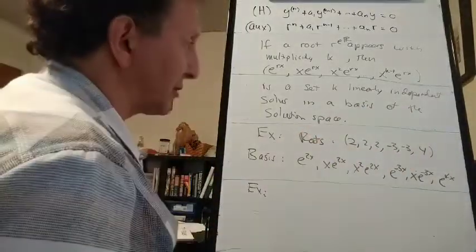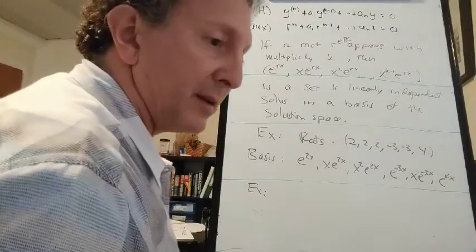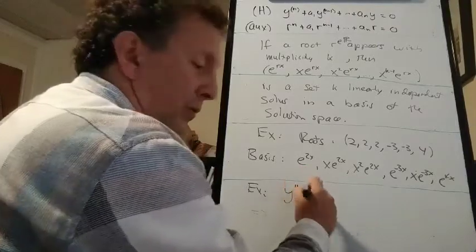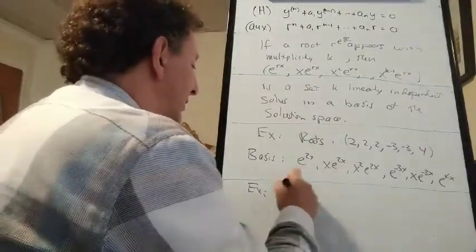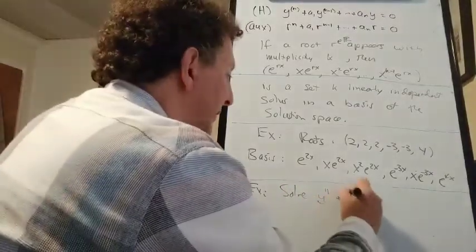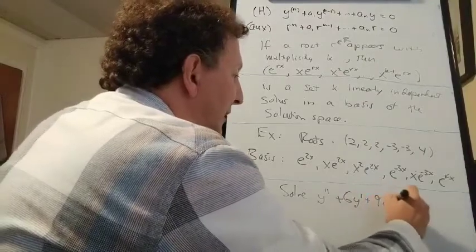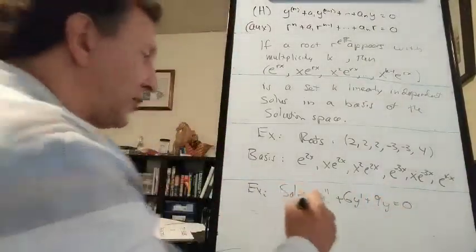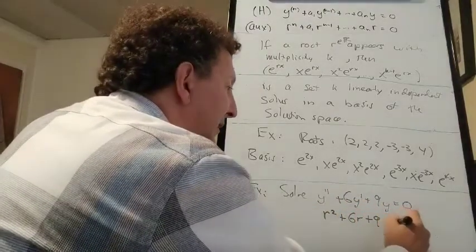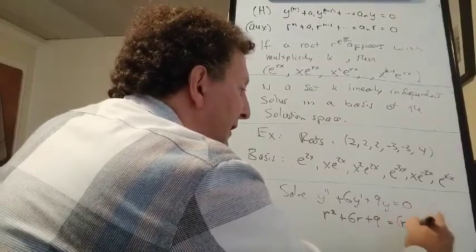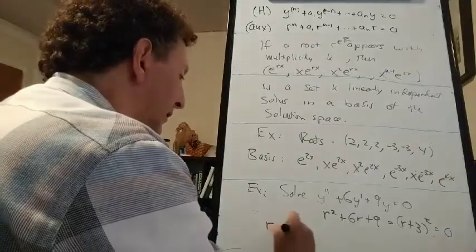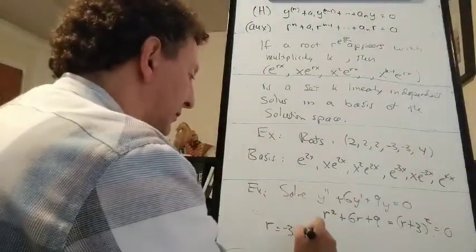Let's start with a real differential equation, and let me choose one that has repeated roots. So let's solve y double prime plus 6y prime plus 9y equals 0. I'm choosing this because I know that r squared plus 6r plus 9 equals (r plus 3) squared. So the root of -3 appears twice.